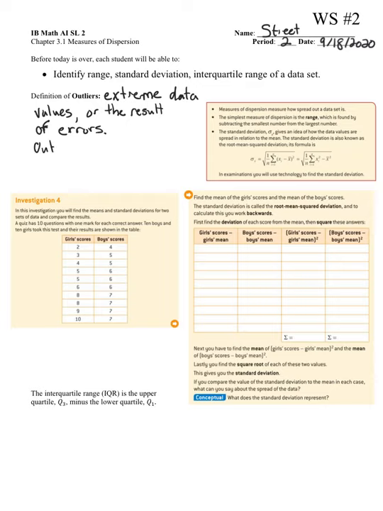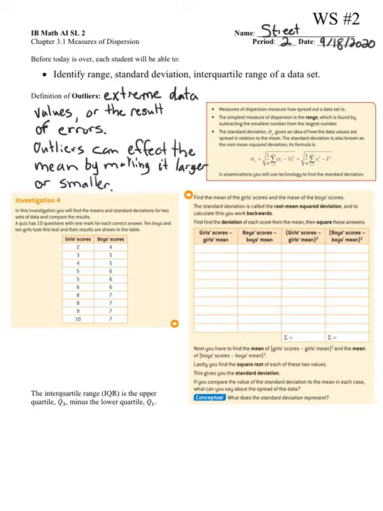So outliers can affect the mean by making it larger or smaller. And they most likely don't affect the median or mode. If there's enough information to affect the median or mode, then you're not really dealing with an outlier, you're probably dealing with some accurate data. Okay, so that's the idea for outliers. We didn't really talk about that one yesterday, but that's it.